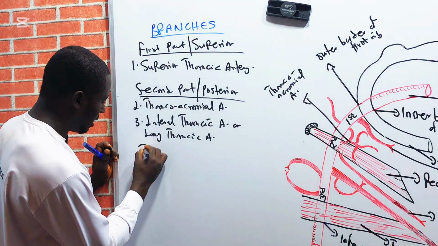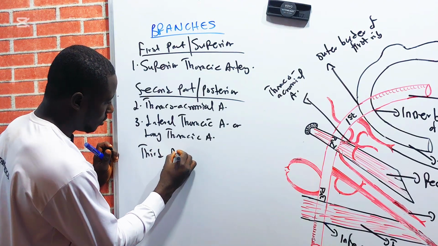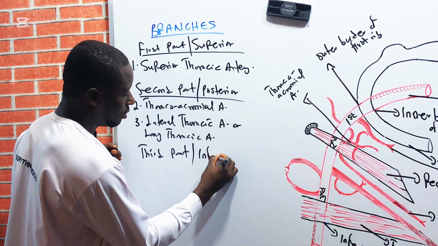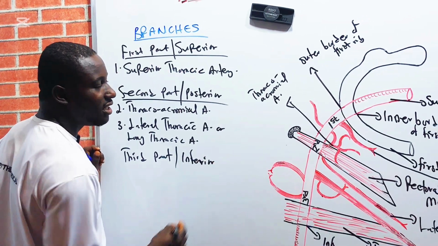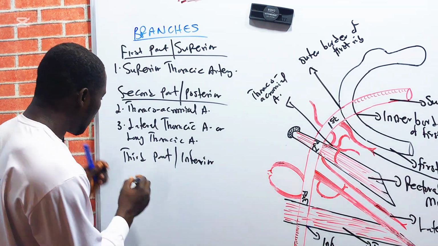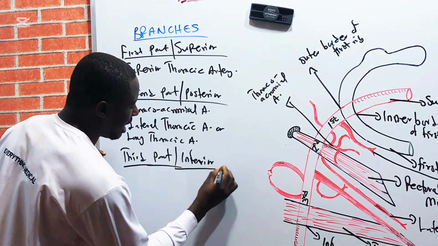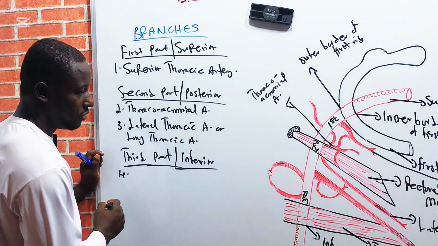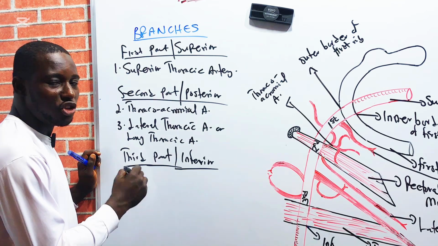Okay, the third part can be called the inferior part. It is distal to the pectoralis minor muscle. We have three branches from the third part. Number 4 is the subscapular artery.